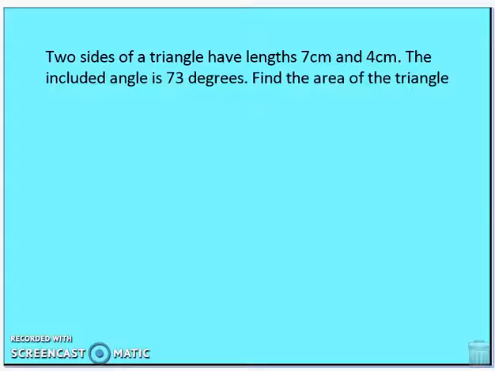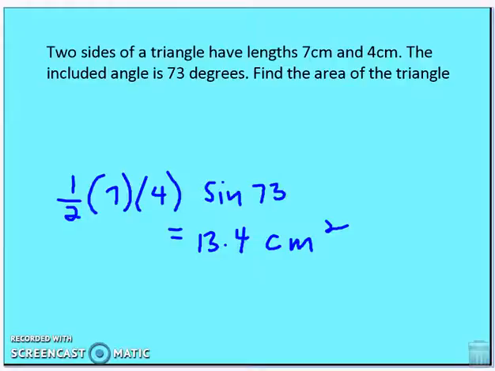Two sides of a triangle have lengths 7 centimeters and 4 centimeters. The included angle is 73 degrees. Find the area of the triangle. I'm going to pause here while you figure that out. All right, 1/2 ab sine C, 1/2 times 7 times 4 times sine of 73 ends up being 13.4 centimeters squared.